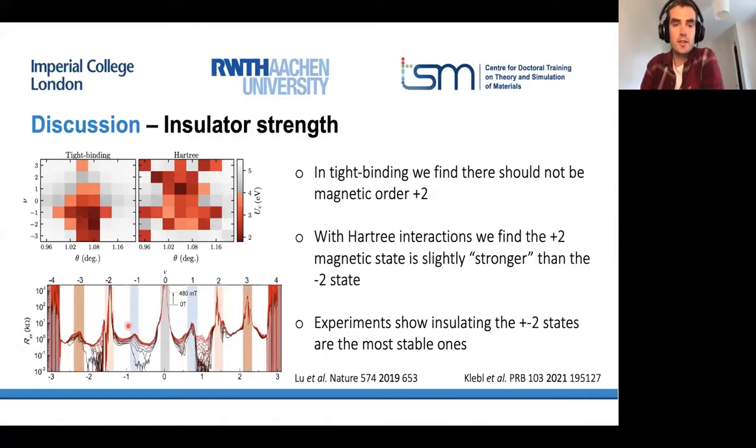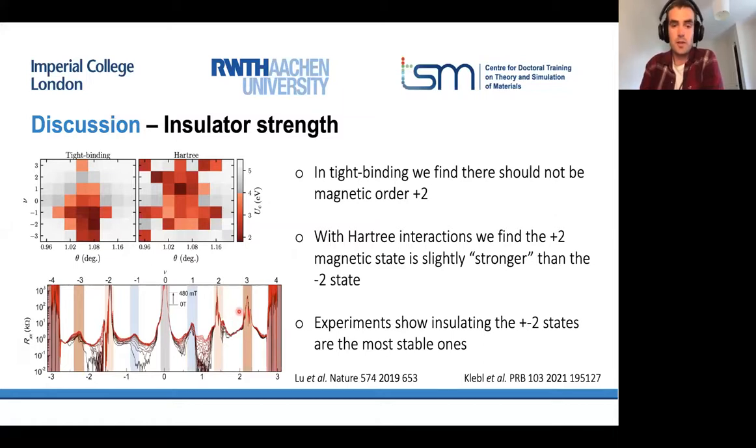So what we can do is we can look in a little more detail into what we expect from these two different approximations and compare against experiments. So here I'm just going to focus on one of the doping levels. So we're going to focus on the plus 2 doping level. And in our tight binding case, we wouldn't expect magnetic phases to occur, as we can see here. But in experiments, actually the plus or minus 2 insulating states are some of the most robust, and they were the first ones that were reported.